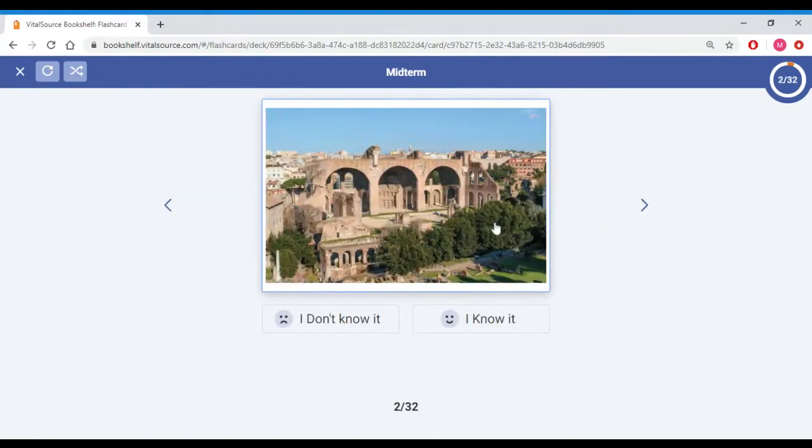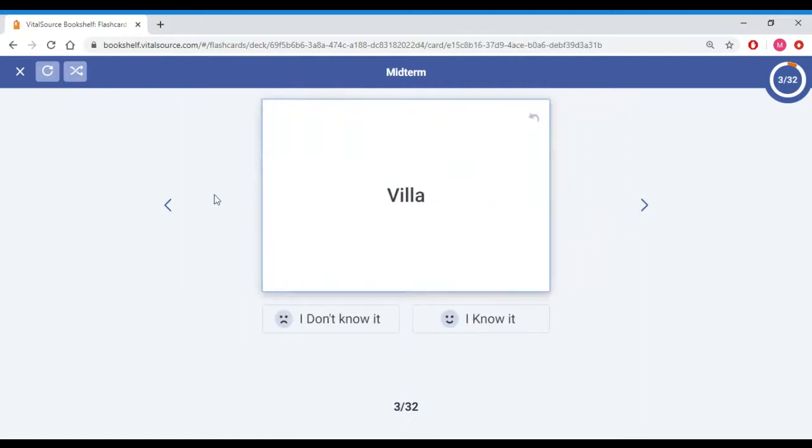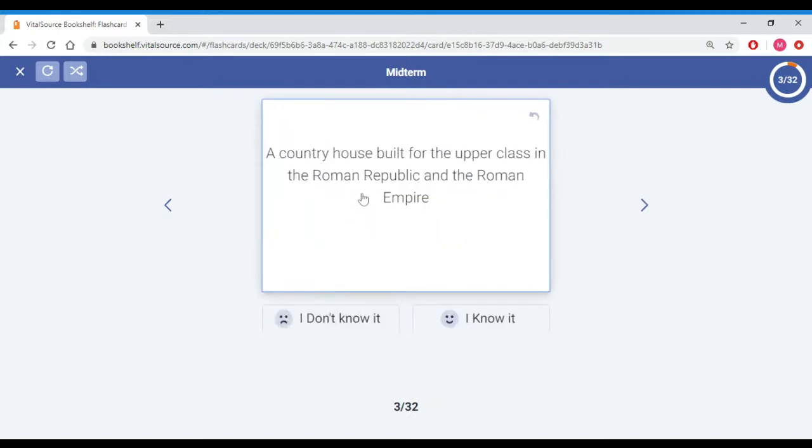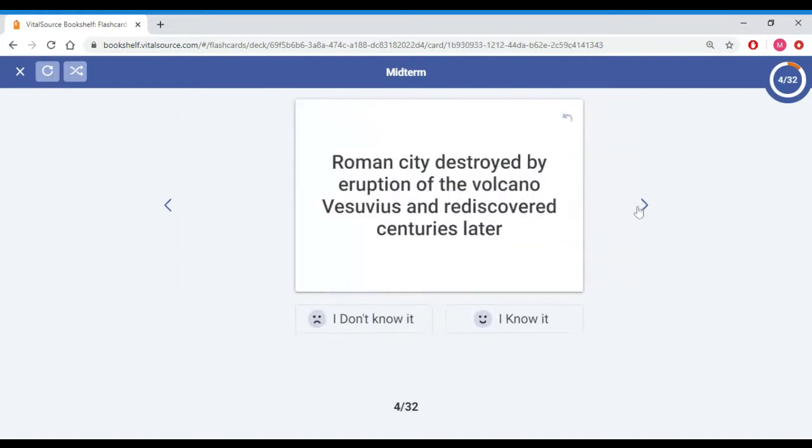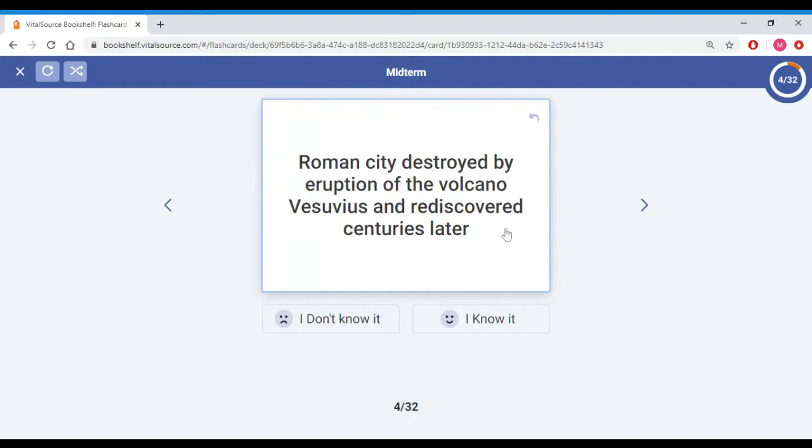Identify this building. What is this? I said that we'll talk about this later on. The Roman baths are nearby. This is a nice basilica, and it's actually the Basilica Nova in Rome. So what is a villa? Remember, it was a domus, insulae, and villa. A villa is for the rich, a country house built for the upper class in the Roman Republic and the Roman Empire. Next, a Roman city that was destroyed. I didn't talk about this, but it was definitely in the book, and it's important.